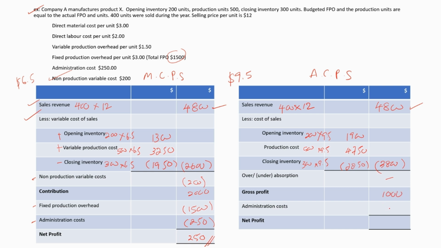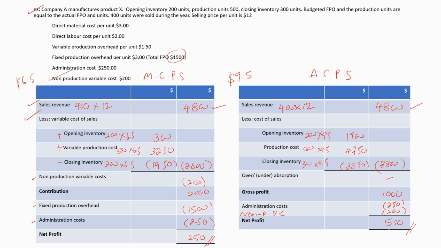And the administration cost is 250. And I forgot to include the non-production variable cost, which is $200. This is the non-production variable cost. So the net profit is equal to $550. This is the profit under absorption costing.